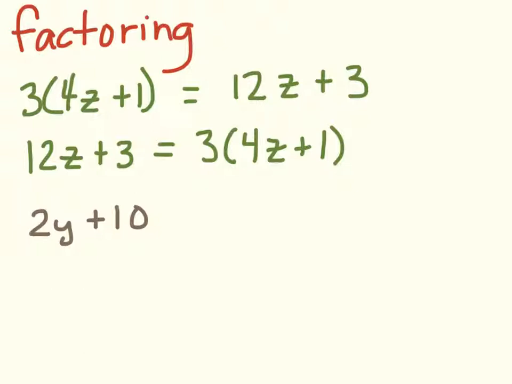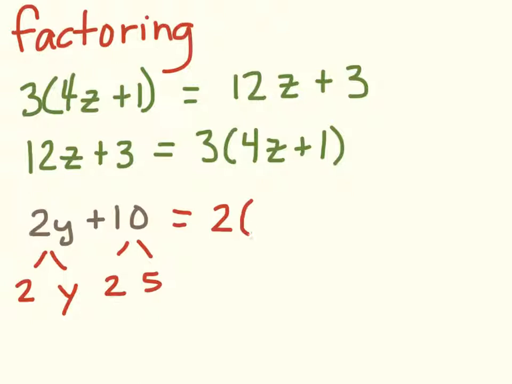So the factors of 2y, what times what would give us 2y? The factors would be 2 and y. Now the factors of 10 would be 2 and 5, because 2 times 5 is 10. Okay? So what we're going to do is remove the common factor, and put it at the very front of our expression. So we'll take out our 2, and we'll put it at the front.